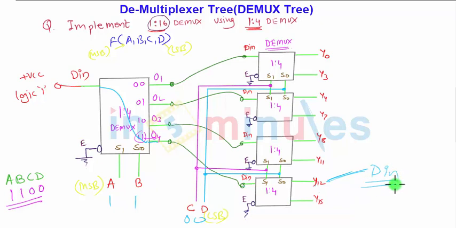So it means your design is successful. If you consider the decimal equivalent of this position ABCD 1100, it is nothing but 12. So the output is at 12. So you can cross-check all the combinations.